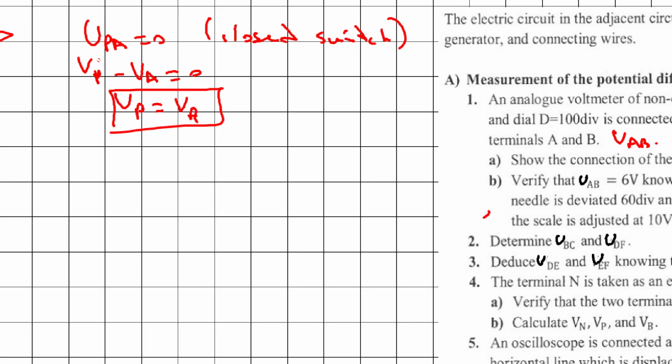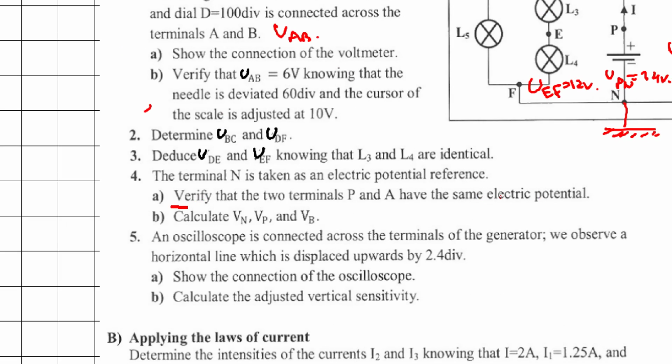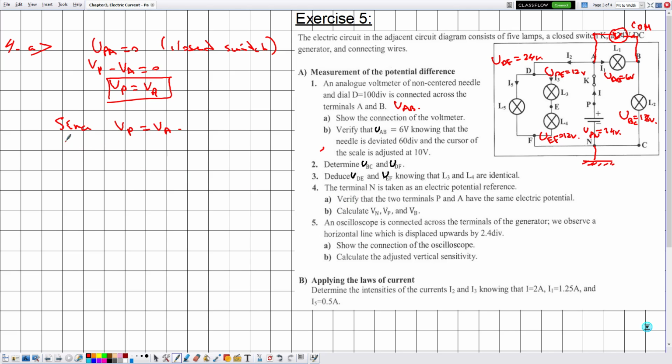So notice that this doesn't mean that the value of VP is 0 or VA is 0, but the difference is 0, which means that they are equal. So in this case, since VP is equal to VA, here they are telling me verify, not why. If why, we can say directly connecting or close the switch, but whenever they say verify, we need to calculate. So then the terminals P and A have the same electric potential.